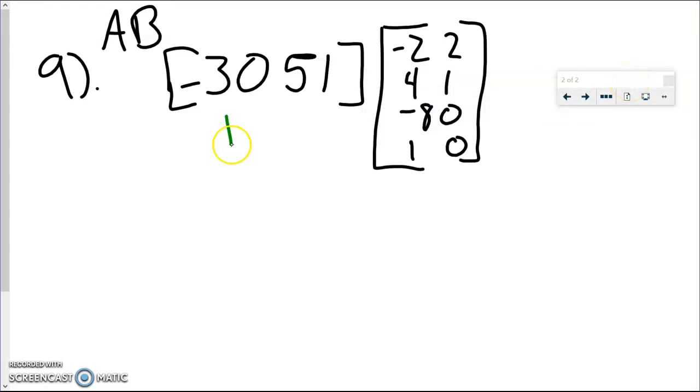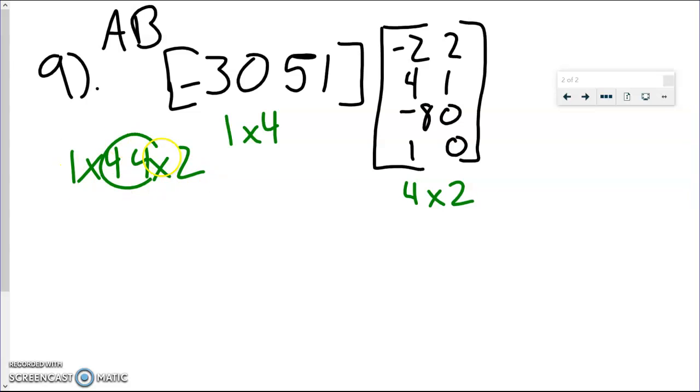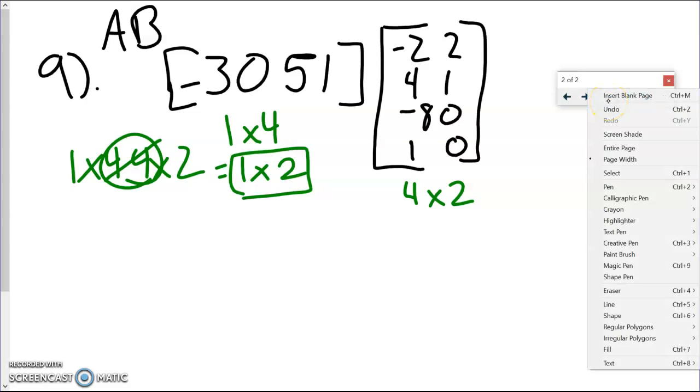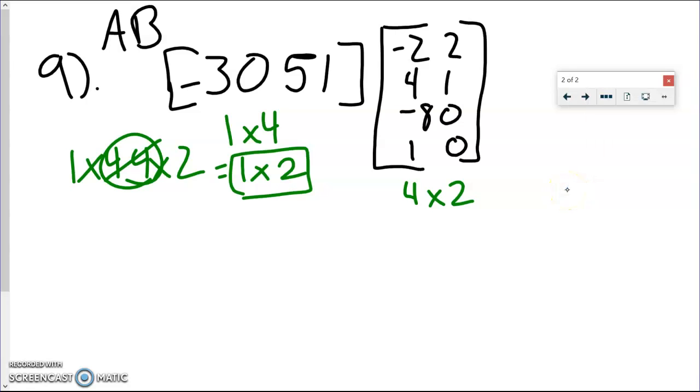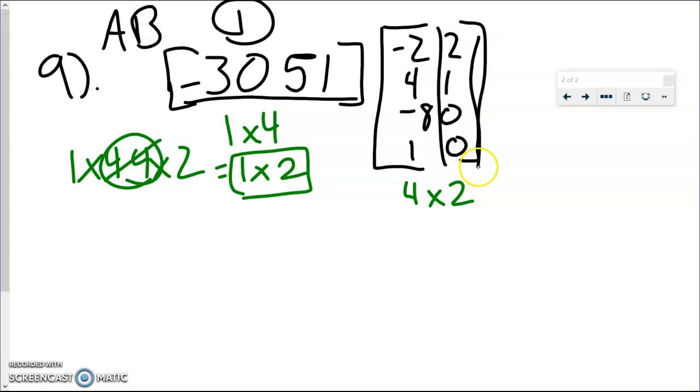Label these again. This is a 1 by 4 matrix, and this is a 4 by 2 matrix. We check these inside numbers over here real quick, and we see that they are the same. So the inside numbers cancel, and we're going to be left with a 1 by 2 matrix. All right, so again, the same thing that we did before. Label your rows in the first one, and then label your columns in the second one.